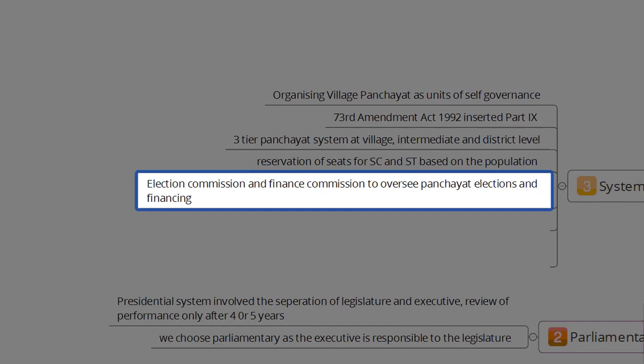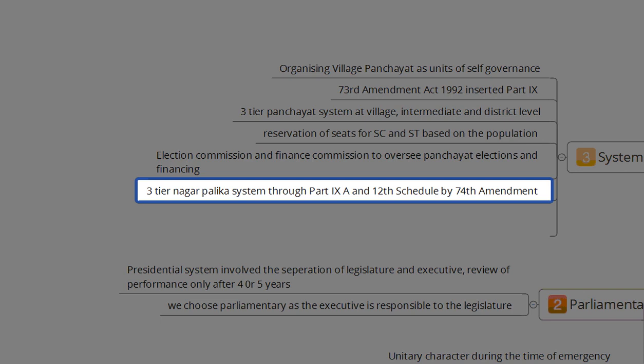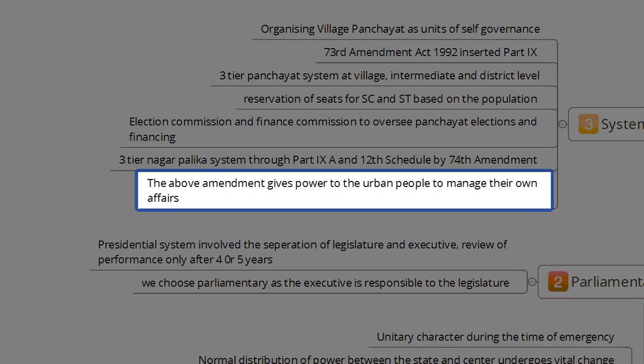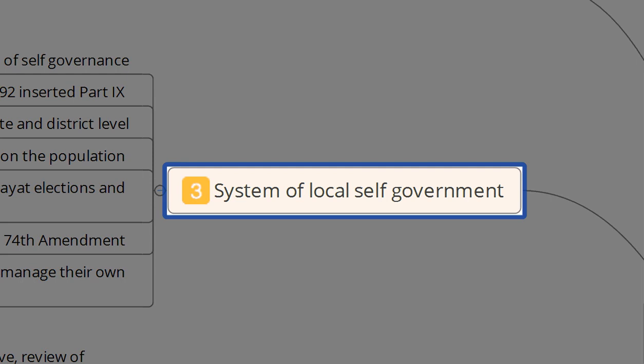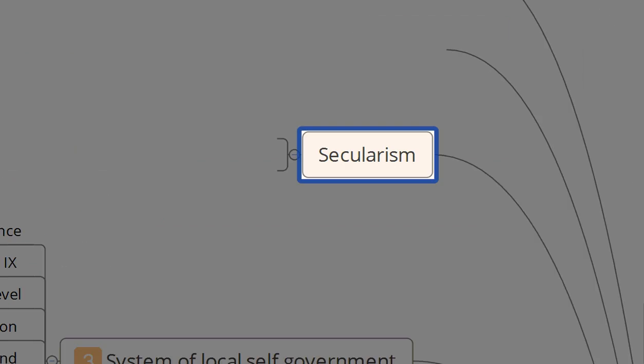And also, the election commission and the finance commission will be ensuring that the panchayat elections and the finance are used properly. And also, the 74th Amendment Act of 1992 has inserted Part 9A into our constitution, which contains the provisions explained in the 12th schedule. As per this act, we can have a three-tier Nagar Palika system, thereby empowering the urban people to manage their own affairs. Thus, our constitution has given to the panchayat as well as the municipality the system of local self-government.